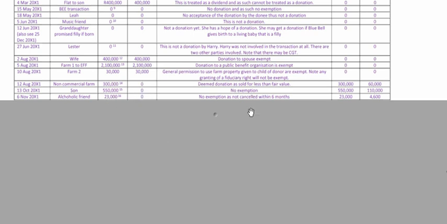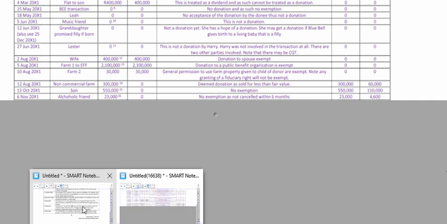23 less 0 gives you 23,000. Times 20% gives you 4,600 rands in donations tax that needs to be paid.